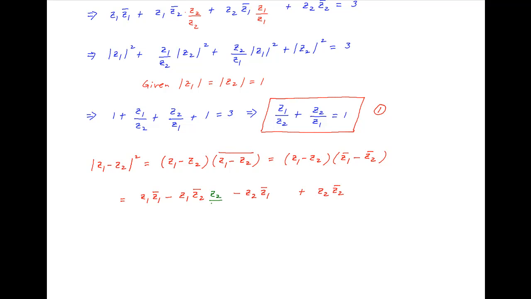Multiply and divide the second term by z2 and multiply and divide the third term by z1. This expression is equal to the absolute value of z1 squared minus z1 upon z2 times the absolute value of z2 squared minus z2 upon z1 times the absolute value of z1 squared plus the absolute value of z2 squared.